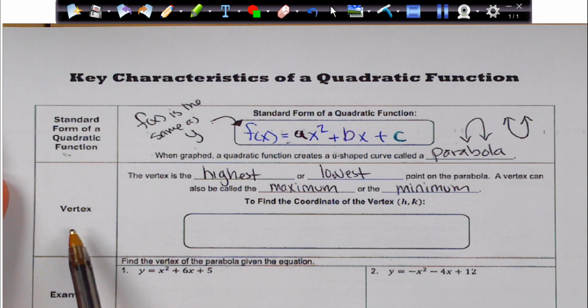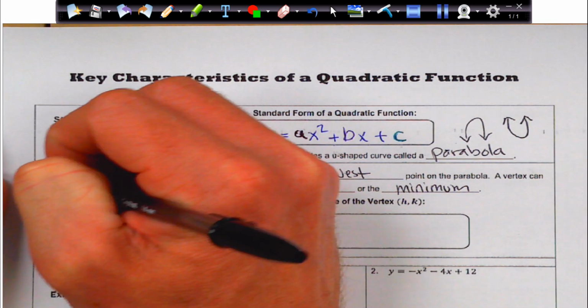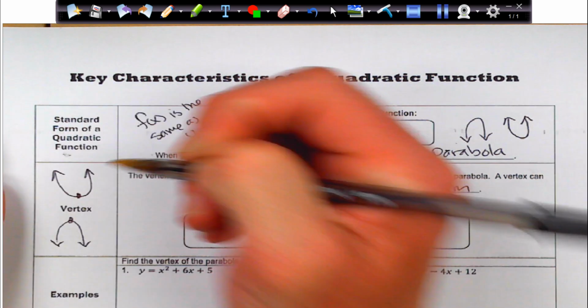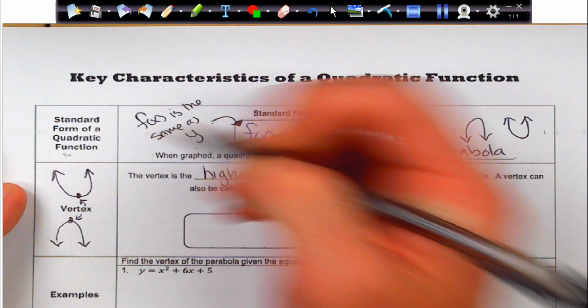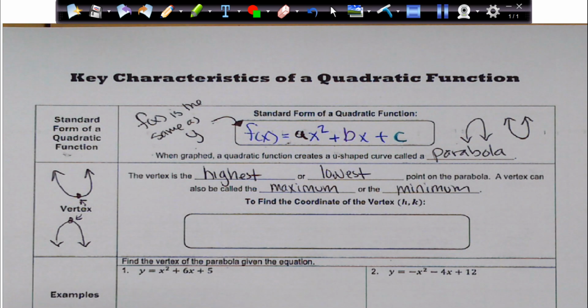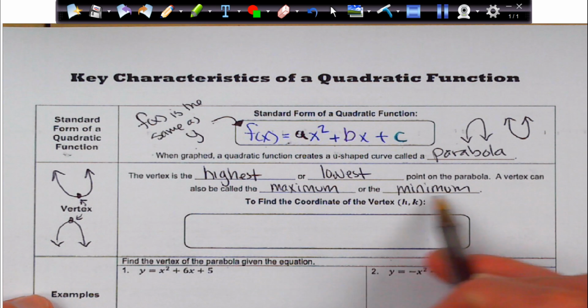Our first one is the vertex. So if you draw a little parabola over here and a little parabola right here, this is showing us the vertex would be these points right here. And the vertex is the highest or lowest point on a parabola. Okay, so the highest or lowest point on a parabola. If you have it up here, this would be called our maximum. If it's down here, this would be called our minimum.